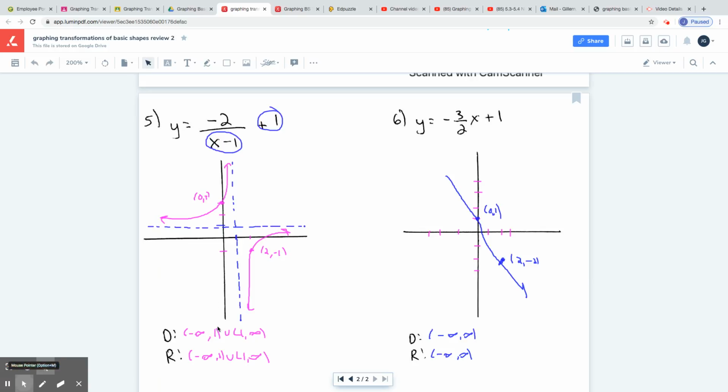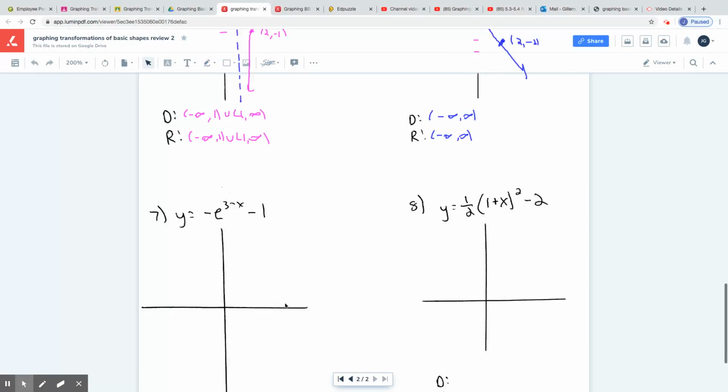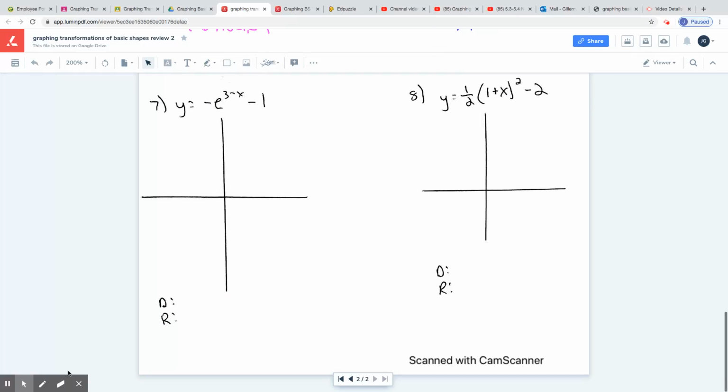Okay. All right. 7, exponential. Exponential has a horizontal asymptote at 0, and it goes through 0, 1. Looks like that, right? Since it's e, we have 0, 1, and we have 1, e. Those are our points. All right, so here we have a vertical flip, so it should be underneath the asymptote.